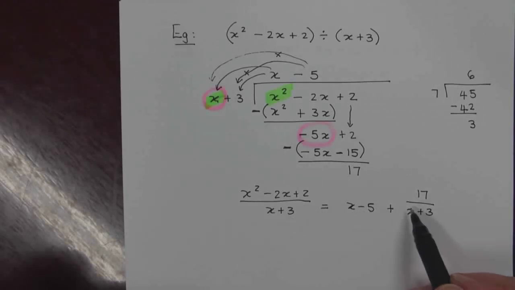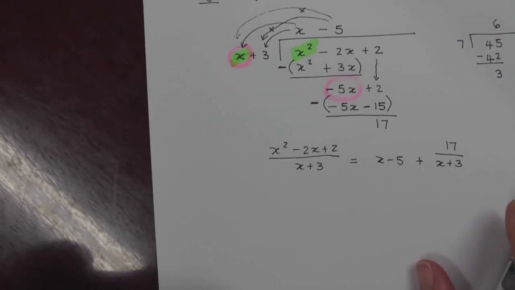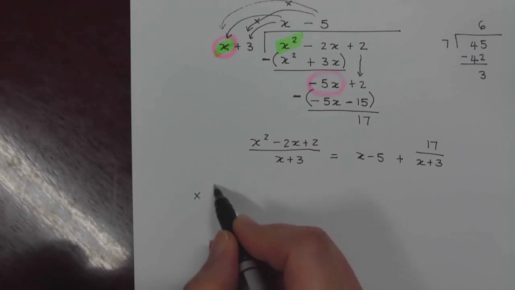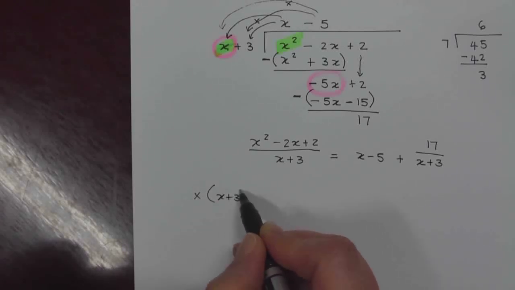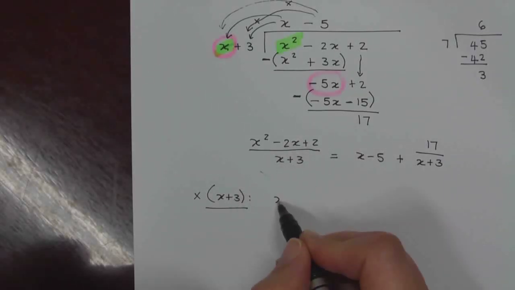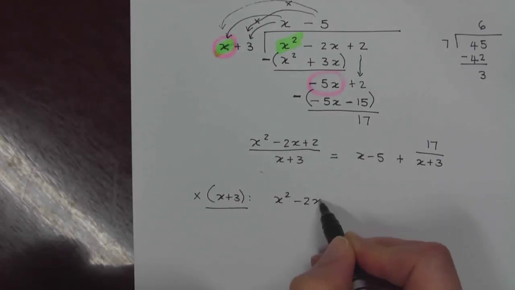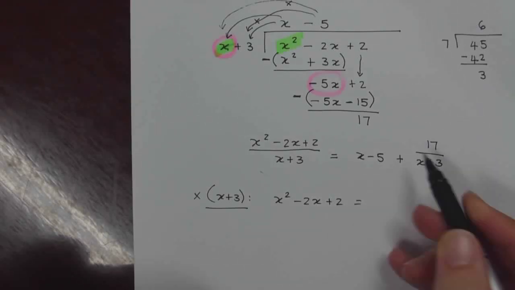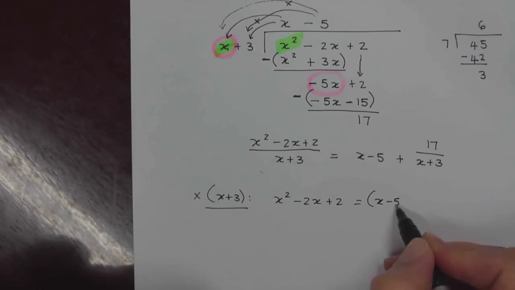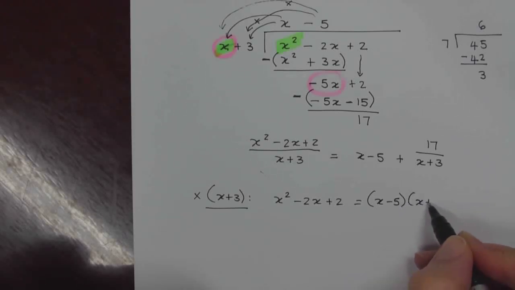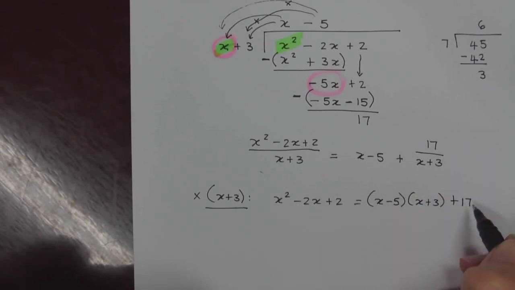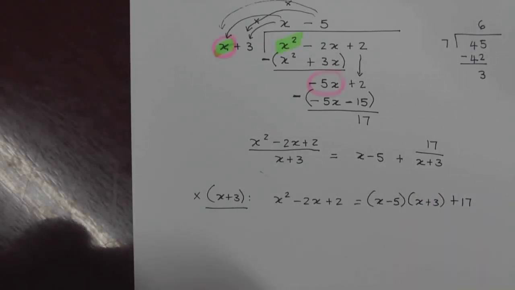And then the other thing I can do is rewrite it, and the way I can rewrite it is I can say, if I multiply all of this by x plus 3, then this one becomes x squared minus 2x plus 2. This one will be x minus 5 times x plus 3. And this one, if I multiply by the x plus 3, is just going to be plus 17. So now I'm back to what I had in that previous one.